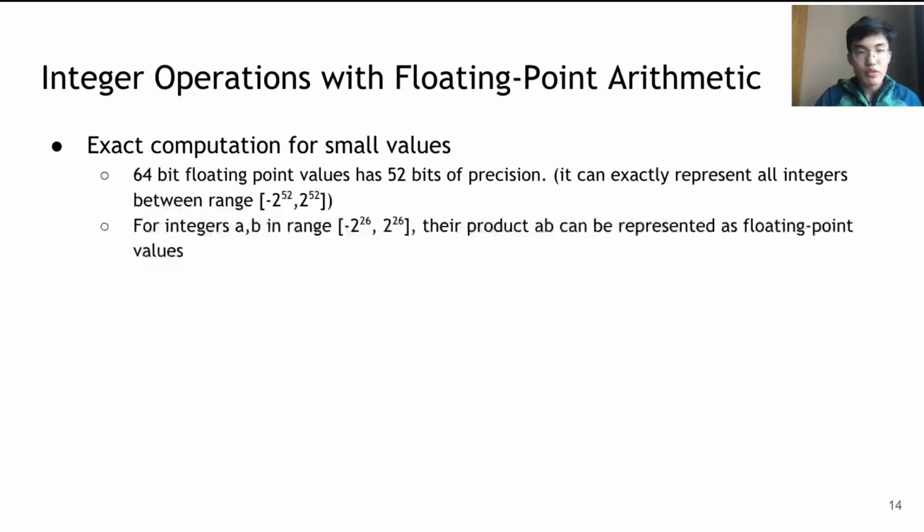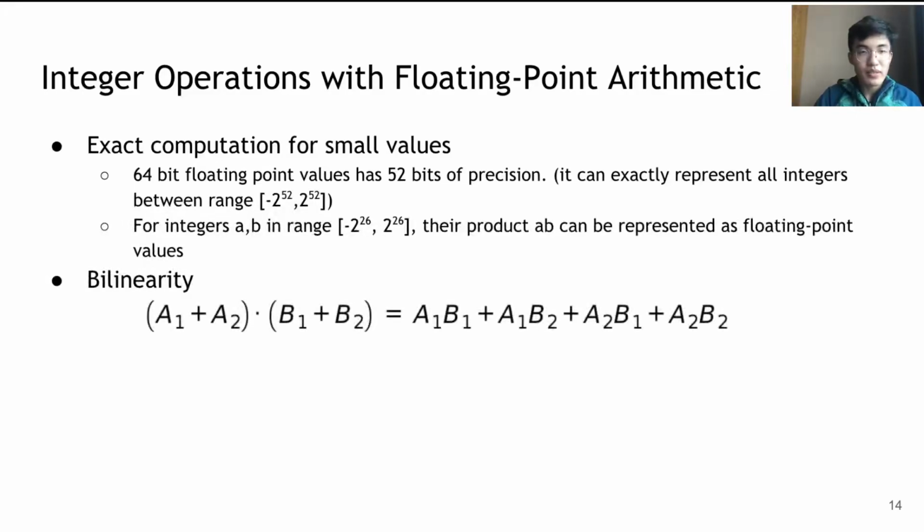For integers a and b in the range -2^26 to 2^26, their product ab can be represented directly as floating point values without any loss of precision. Apparently, for 32 or 64-bit integers required for multi-party computation, their product cannot be represented directly as floating point values without any loss of precision. We therefore need the second property, which is bilinearity. Bilinearity simply says the product of two integers a and b can be broken down into products of smaller integers, (a1 + a2) times (b1 + b2).